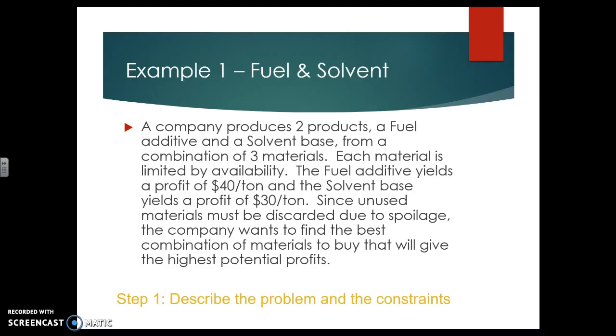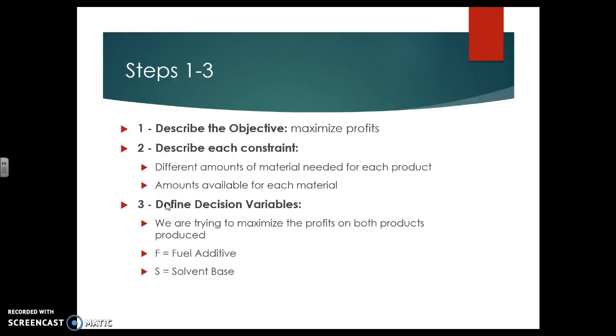So our problem is that we don't want to waste things. We're trying to make as much of the products as possible and making the most profit possible. So we have to describe the objective, maximization, and describe each constraint. We have a couple different constraints here. We have different amounts of materials that are needed for each product. So for fuel, we need certain things. For solvent, we need certain things, which I'll show you in a minute. We have different amounts that are available of those three materials.